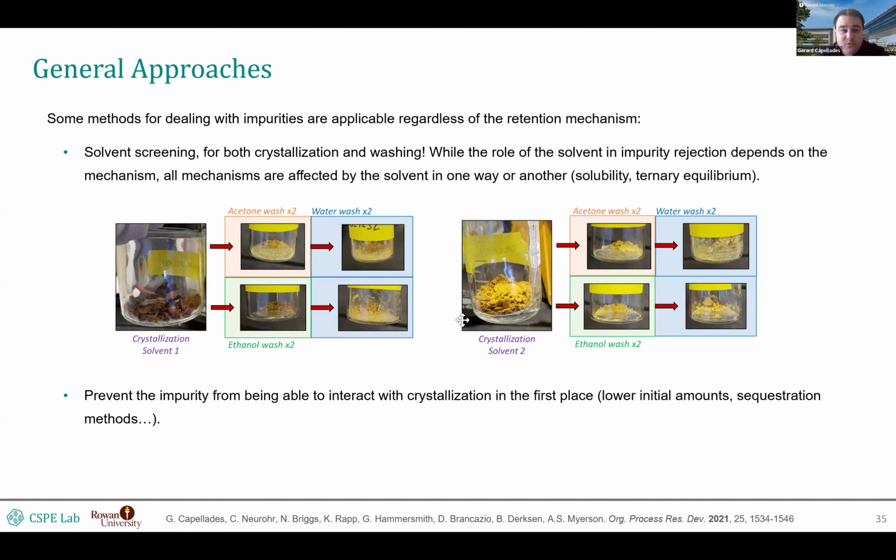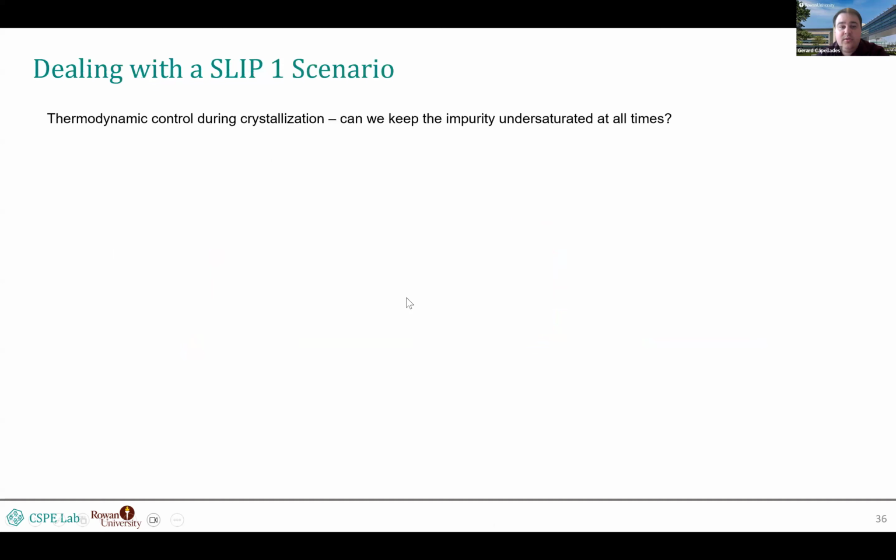If you don't use those general approaches, then you need to go into a very, very specific mechanism and how to address that, right? Slip one scenario may be the easiest one to address because that's one that's thermodynamic control, right? Can you keep the impurity undersaturated? Keep in mind that the slip test is giving you an indication of the process volume that you need specifically to make sure that that impurity is undersaturated.